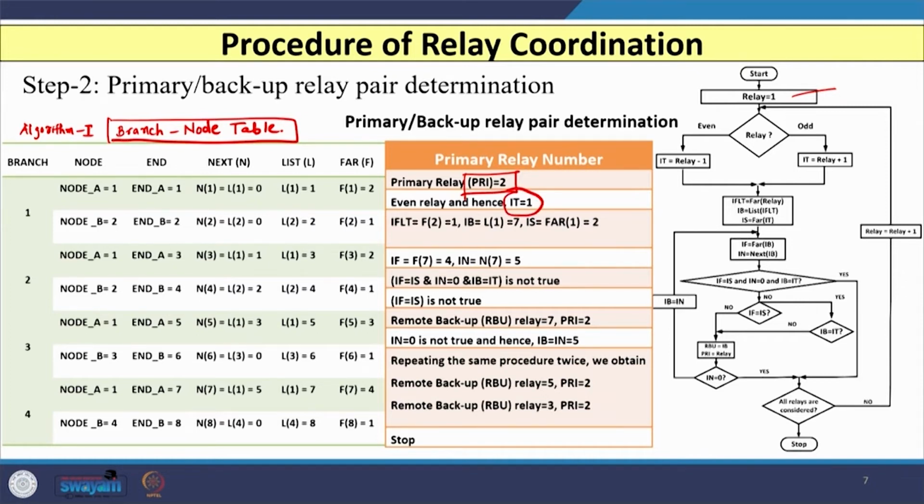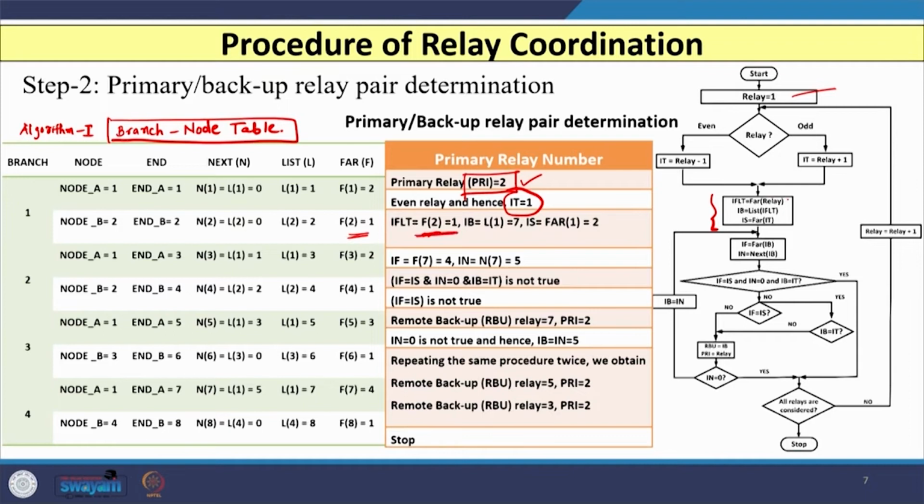Once you have this, let us calculate these 3 values. First IFLT. So, IFLT is equal to far of relay. So, far is nothing but F, and relay number we are considering as relay number 2 as a primary relay. So, F2, and F2 value we have to consider from this branch node table, and that value you can see here, that is 1. So, this value comes out to be 1.